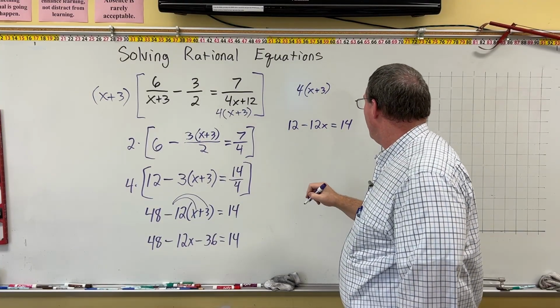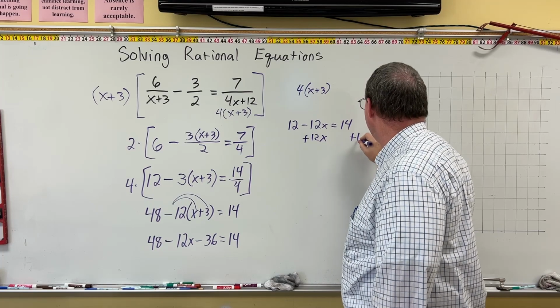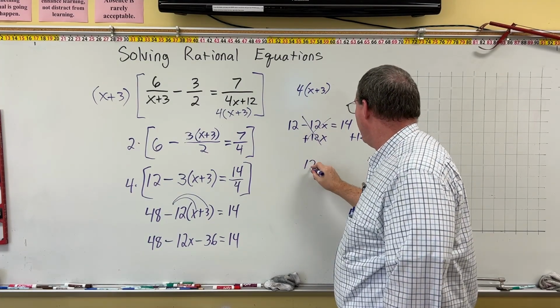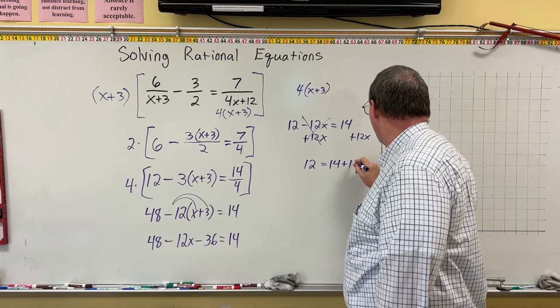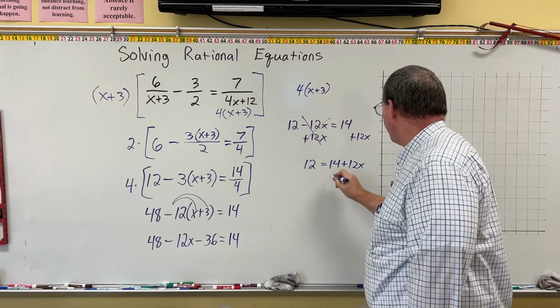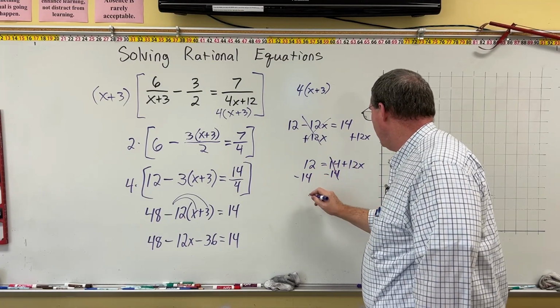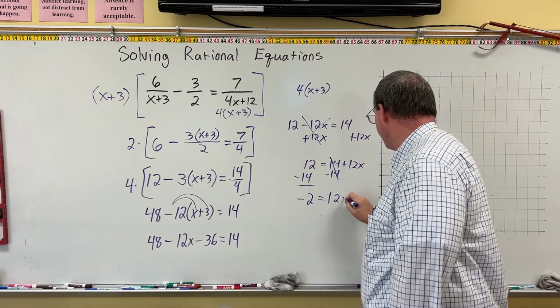And now I'm going to add 12x to both sides because I want my x term to be positive. It's just a preference thing. So now I have 12 is equal to 14 plus 12x. Now I'm going to subtract 14 here, cancel. 12 minus 14 is negative 2 equals 12x.